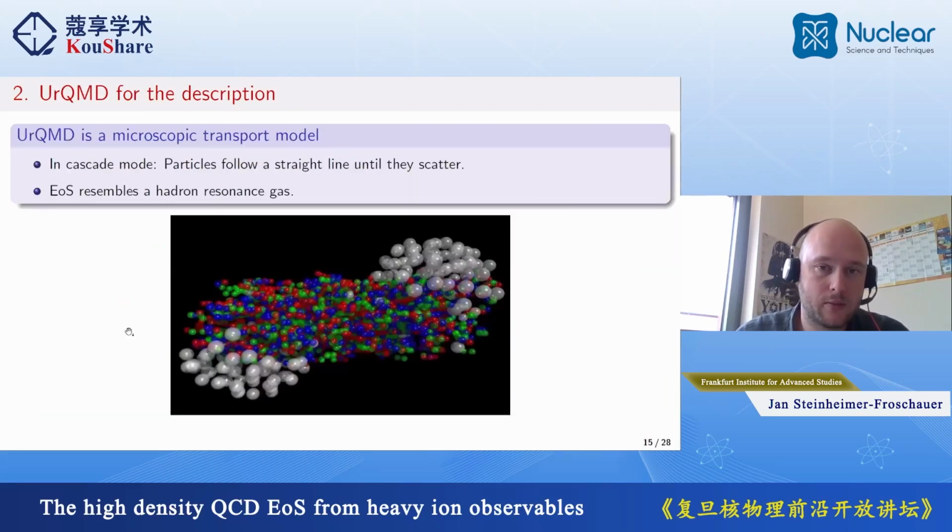Right. So what we did is we said, okay, let's maybe get a different standard model. So we try URQMD, which is a fully non-equilibrium transport model. And this has a cascade mode, which most people use, for example, for the final state hadronic phase, where you just do scattering and follow a straight line until they scatter. And the equation of state resembles basically a hadron resonance gas.